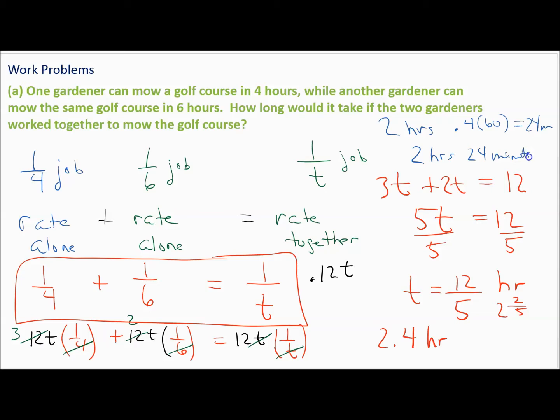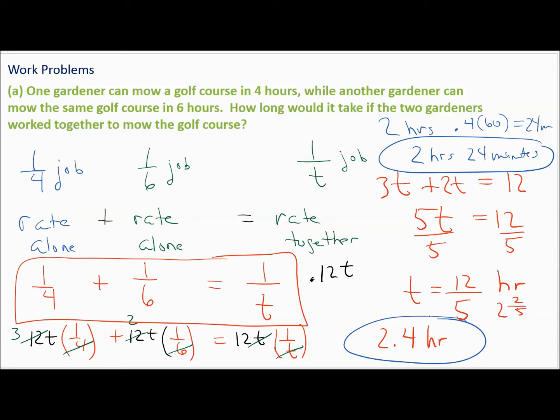Now, how do you know if you need to do all that? Well, it depends on how it asks the question. This says, how long would it take if the two gardeners worked together to mow the golf course? It doesn't tell you it wants it in hours and minutes. So really 12 fifths of an hour would be fine. I think 2.4 hours makes it very clear. But 2 hours and 24 minutes is if they asked for hours and minutes. So just be careful. This one did not specify hours and minutes, but your homework does. So be very careful about that.